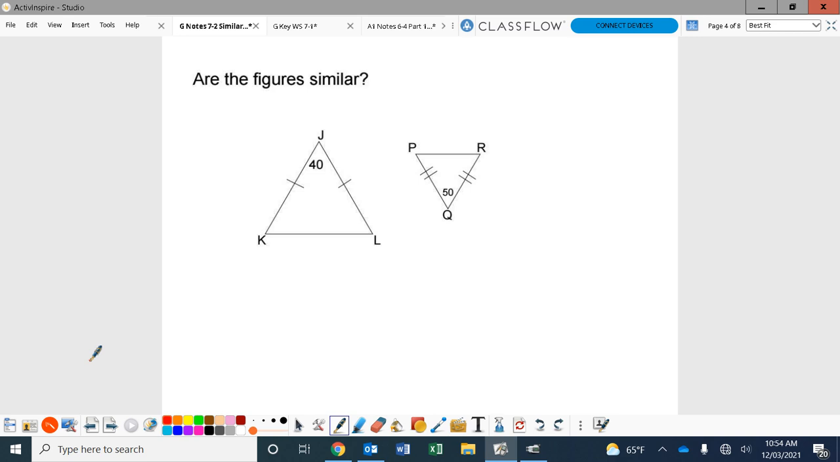Okay? So, are these figures similar? The first thing you got to know, until you know the angles, you can't decide if they're similar. So the first thing we got to do is use the information in this problem to find the other 2 angles. Guys, what kind of triangle has 2 sides the same?